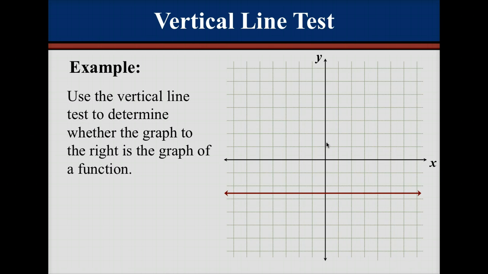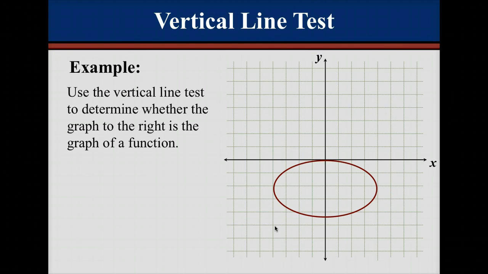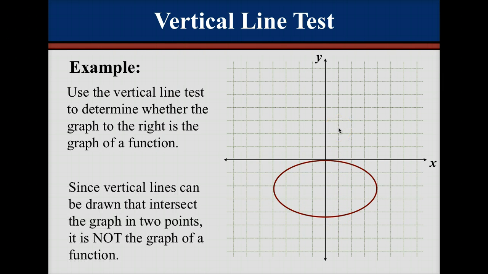Again, we're asked to use the vertical line test. So if you were to take your pencil and vertically lay it in different places, does it touch the graph in more than one place? No, it does not. So since no vertical line will intersect this graph more than once, it is the graph of a function. Now let's look at this one. A vertical line, if we take your pencil and lay it right along this line, look how it touches the graph twice. This one is not a function because it does not pass the vertical line test.